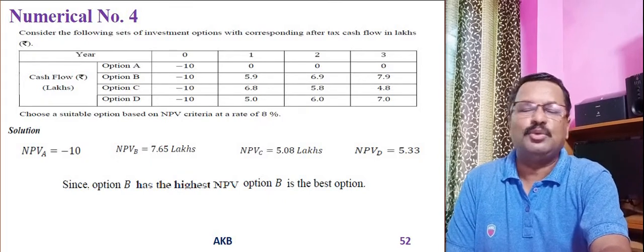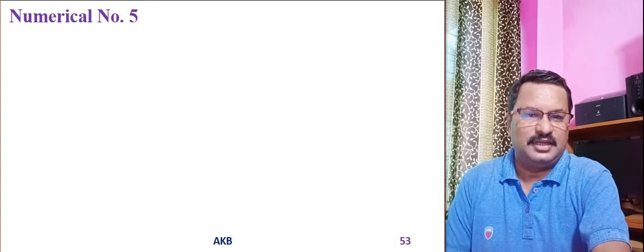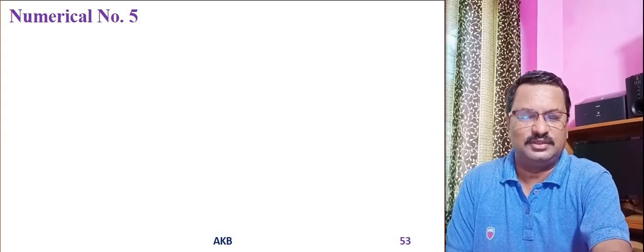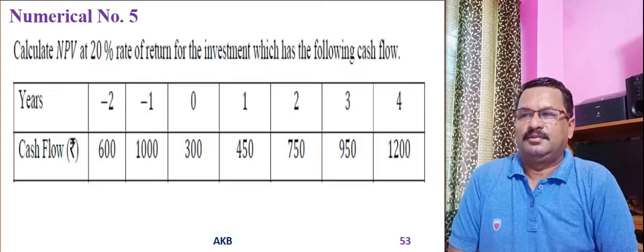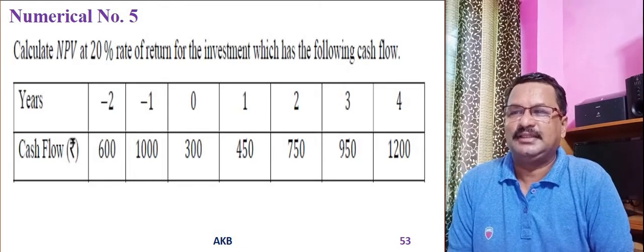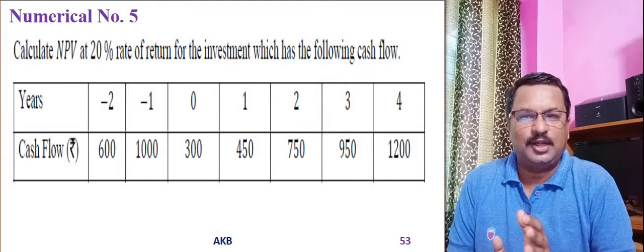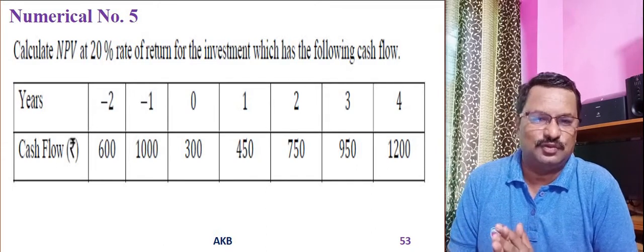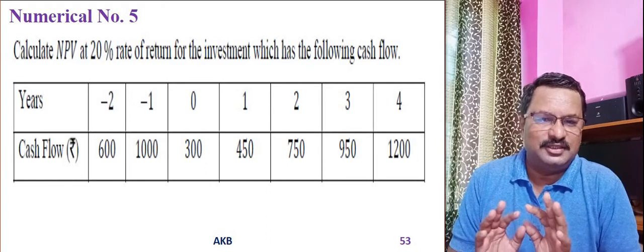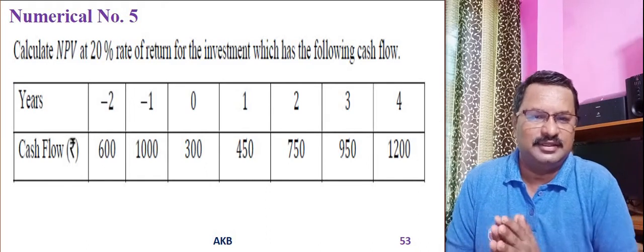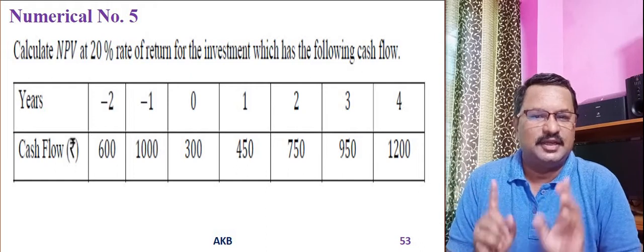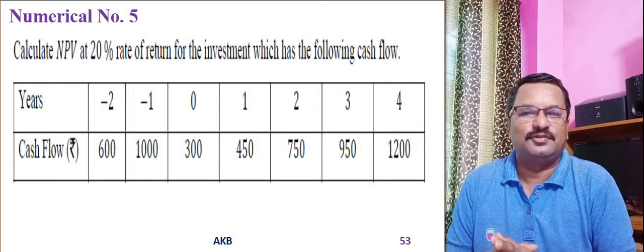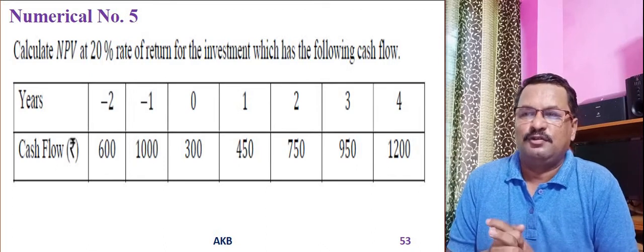We will discuss one more numerical. Again, there you will be using the formula for finding out net present worth. So the statement of the numerical goes like this: calculate NPV at 20% rate of return for the investment which has the following cash flow. There is only one project. We do not have to compare anything over here. There is one project, and we have to find out the net present worth of that project.